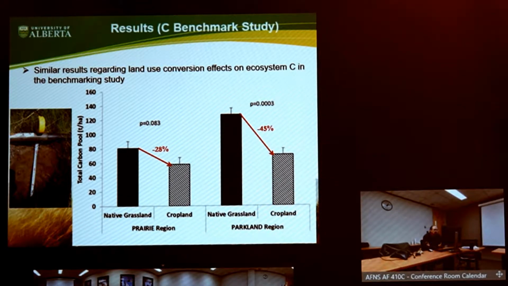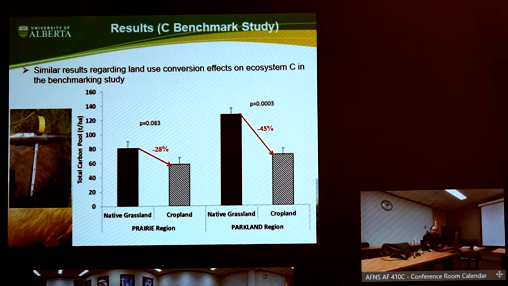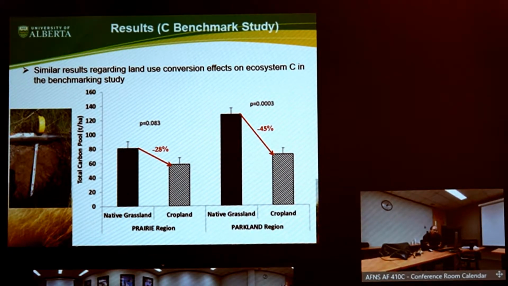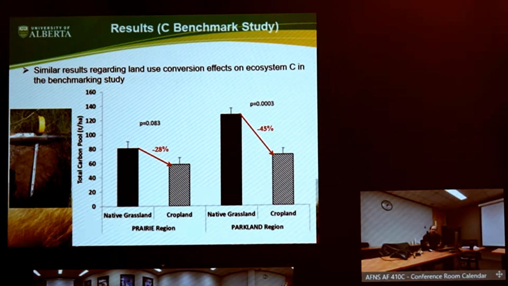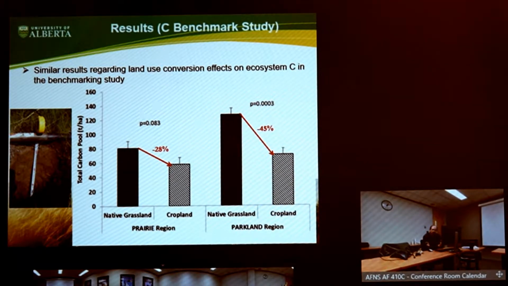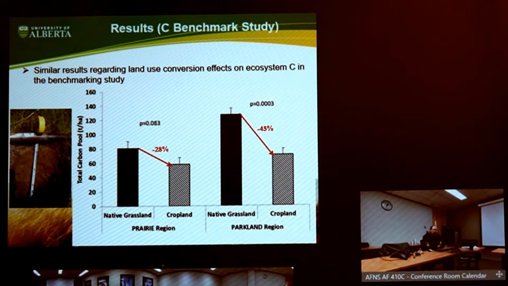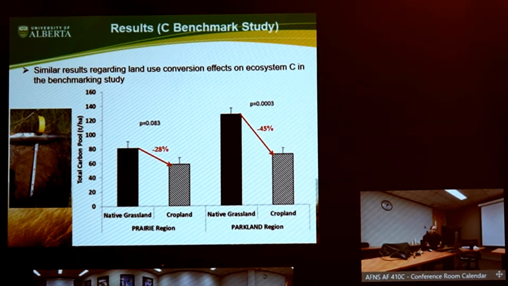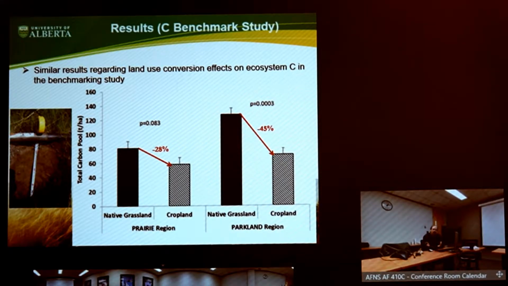And this is very consistent with what we see globally, where land use conversion from perennial grassland into an annual cropland typically results in the loss of anywhere between 40 all the way up to 55% of soil carbon. So the take-home message here is that the maintenance of existing perennial grassland is one of the key tools that we have to help combat rising CO2 levels.